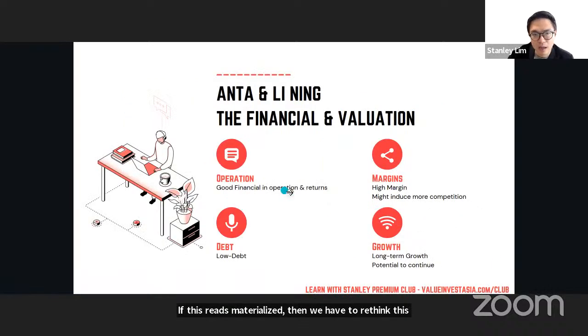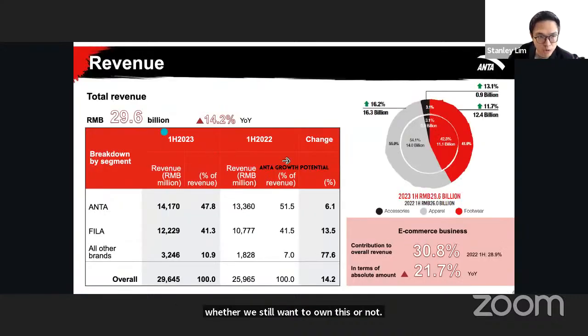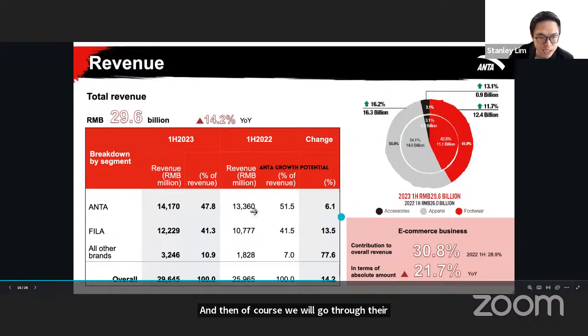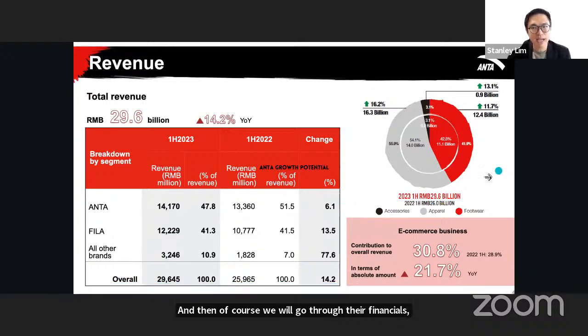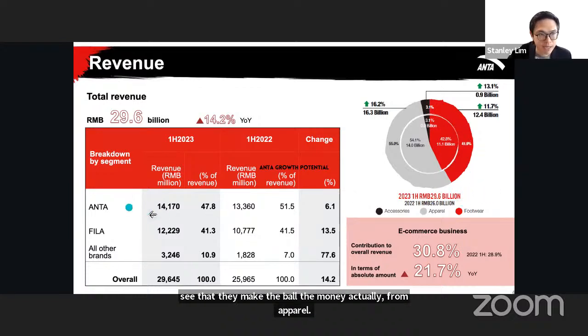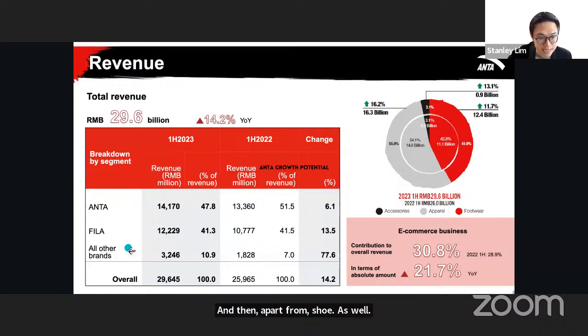And then, of course, we will go through their financials, looking through their annual reports, their presentations, how fast they're growing, what actually is making the bulk of their money. In this case, for Anta, you can see that they make the bulk of their money actually from apparel, and then a big part from shoes as well. And they have other different brands as well. Anta is actually the owner of Fila China. You see, so Fila in China is actually fully owned by Anta.